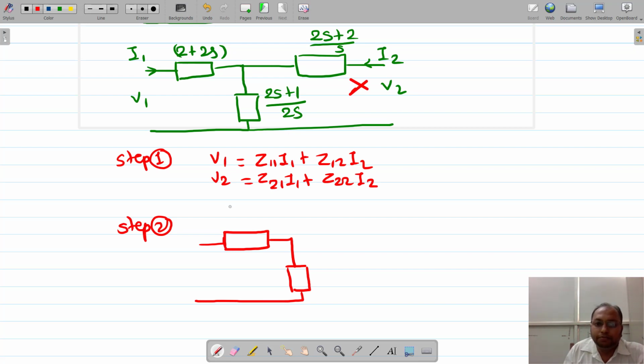Okay, so therefore this is nothing but 2 plus 2S, we can take common 2 as well, no problem at all. So you can write it as 2 into 1 plus S, it is one and the same. Okay, you can keep it as it is, right? Okay, now let us apply KVL.